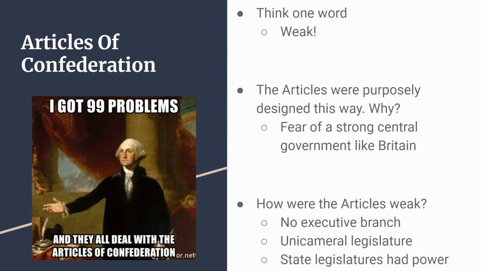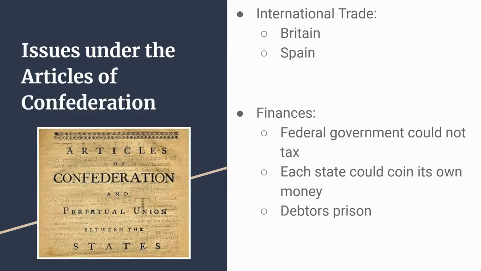And it's really important to know that state legislatures had a lot of power. So individual states have a ton of power, and this is going to create a ton of problems with trade and finances and a bunch of other things. So let's talk about some of those issues now. And we're going to kind of go over a lot of different issues with the Articles of Confederation because, like I said, it was weak.